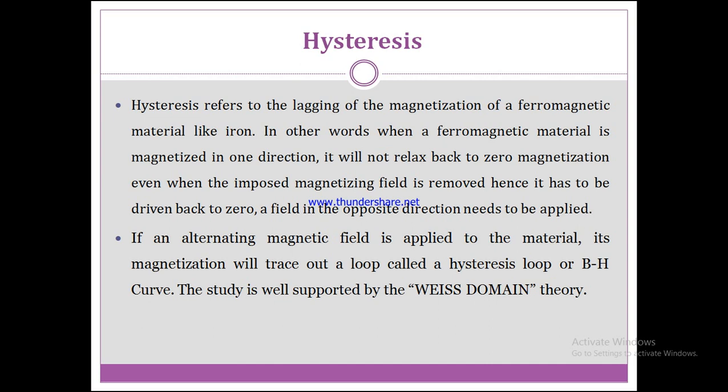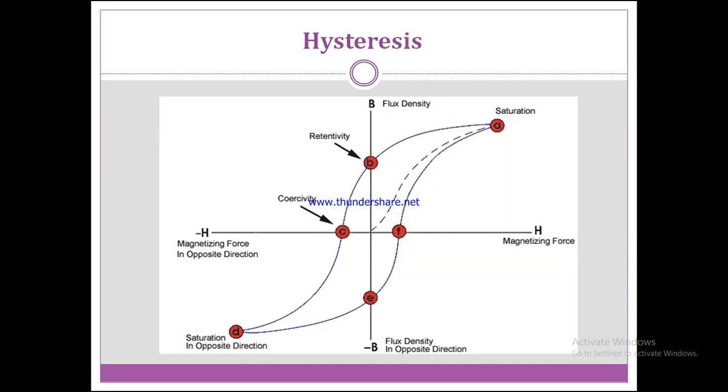And according to that, when an alternating magnetic field is applied to the material, its magnetization will trace out a loop called a hysteresis loop or BH curve. Also, we can call it the magnetization curve of a ferromagnetic material. Now, this is the magnetization curve or hysteresis loop. As shown in the figure, the magnetization curve is divided into 4 regions.